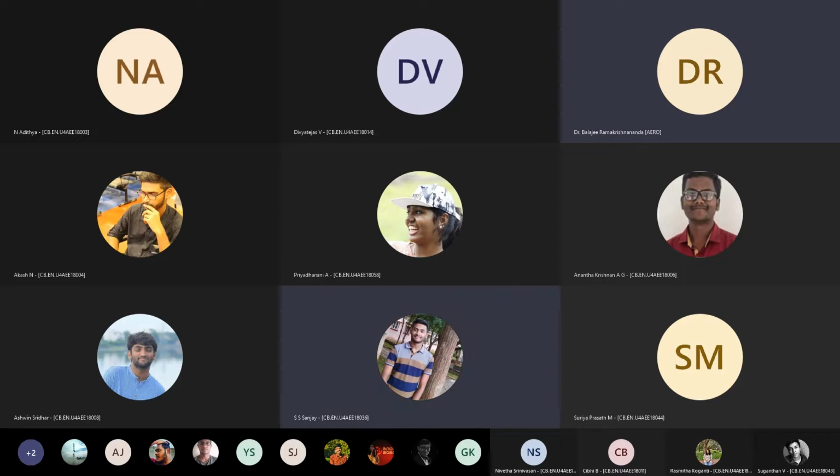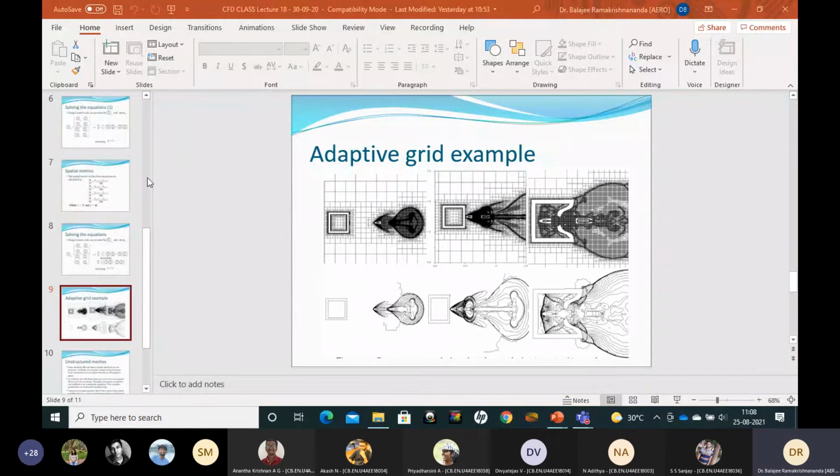Sir, sharing the screen, Yeah. sir. Yeah. Okay. Anyway, whatever I've. Yeah. We saw the adaptive grid example. Are you able to see the screen now, Sanjay? Yes. Okay. So adaptive grid example we have seen yesterday.